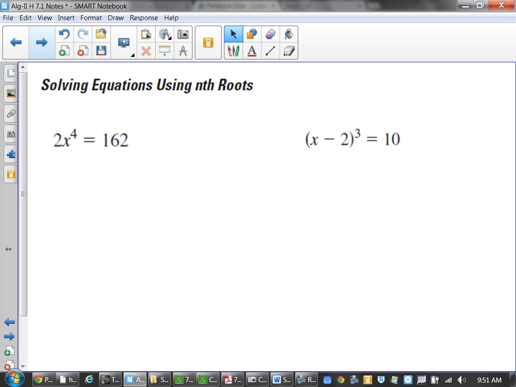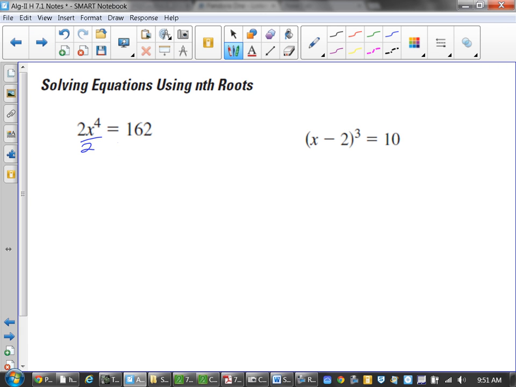So if I'm looking at that first one, what is our first step? Divide by 2. 81. And now, how do you undo the fourth power? Fourth root. You fourth root it. Now, this is where it comes in where you're nth rooting on both sides of an equation. This is where you do your plus minus step. Okay? You fourth root it. So you have x is going to equal plus or minus 3.